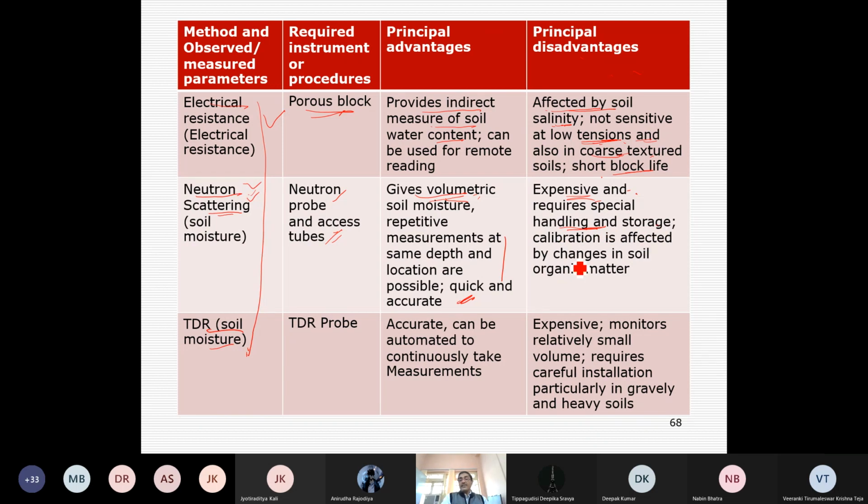And it is affected by changes in soil organic matter. So it does not always work well without calibration. We need to calibrate the instrument first.